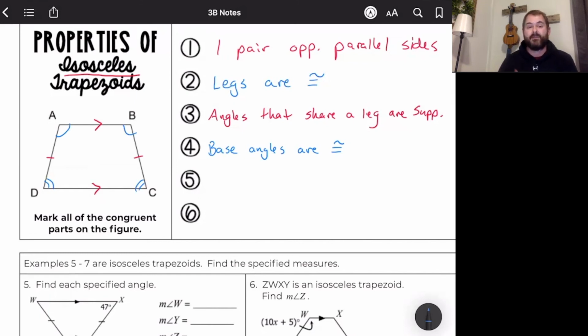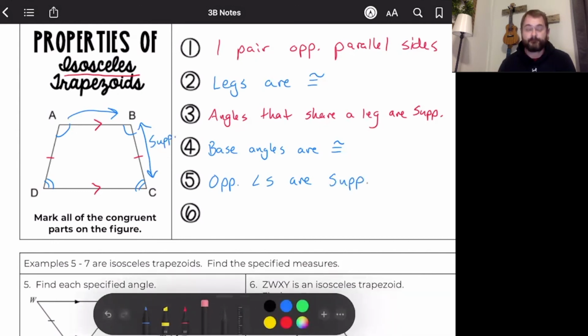We also have another couple rules to look at. Because base angles are congruent, we can actually say that opposite angles are supplementary. Since A is the same as B here, and B and C are supplementary, that means opposite angles are also supplementary. Okay?